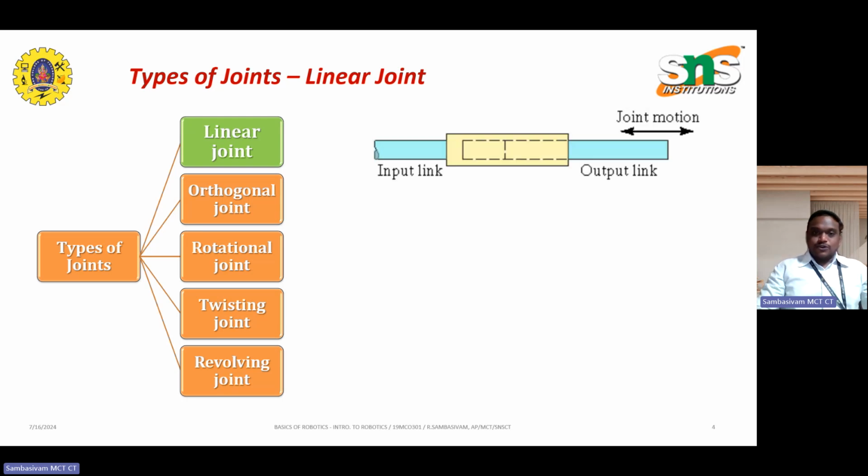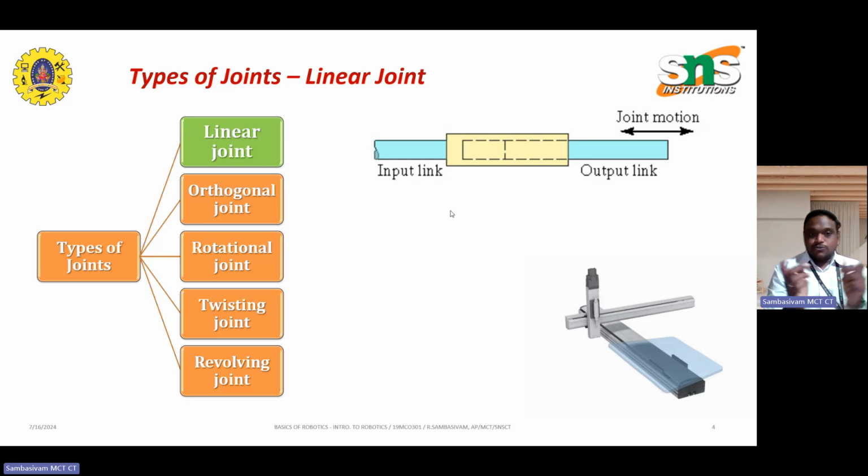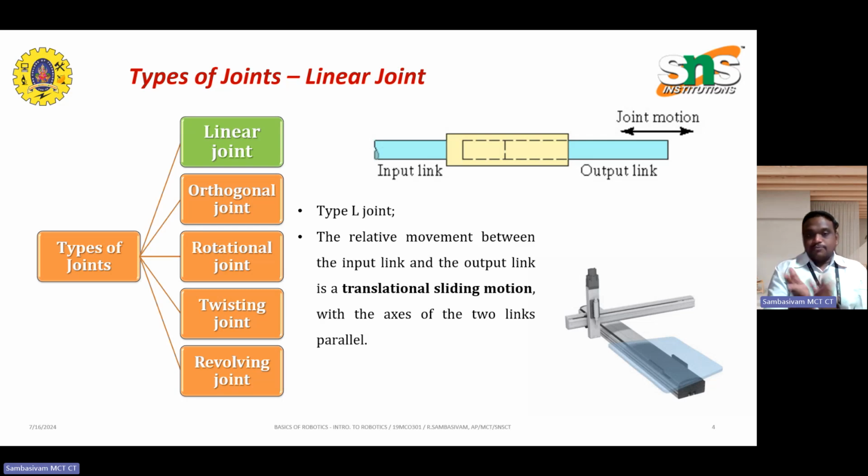Now moving towards the linear joints. The name itself shows there are only linear movements, so the joint motion is left to right or up and down. As the GIF shows, in this L-type joint, the relative movement between the input link and the output link is a translational sliding motion with the axes of the two links parallel.